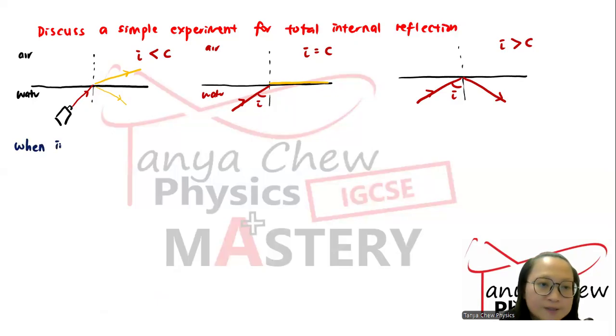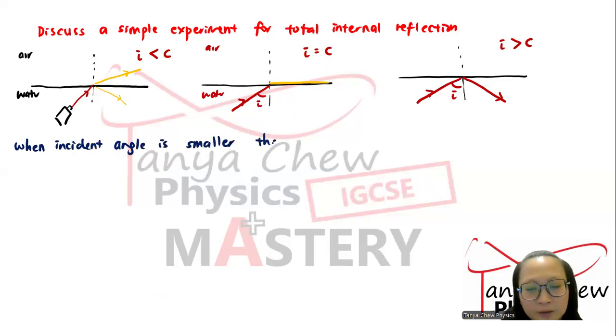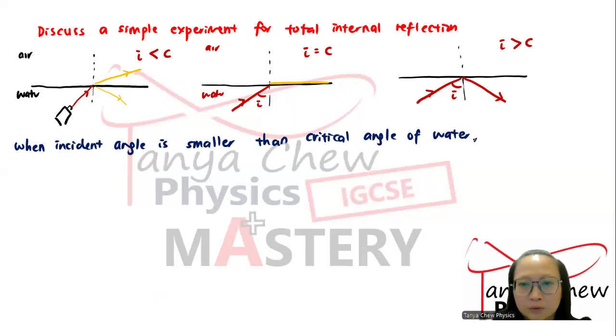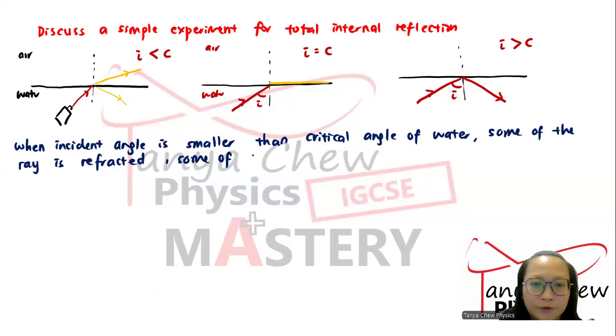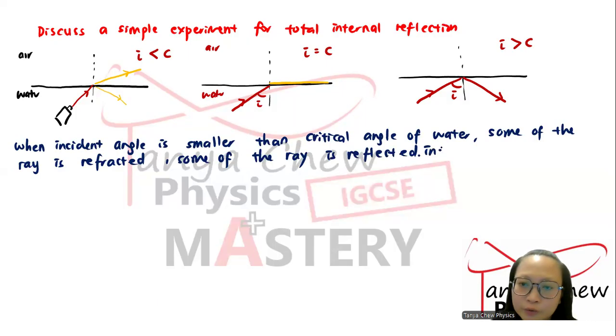When the incident angle is smaller than the critical angle of water, some of the rays are refracted, some of the rays are reflected into the water.